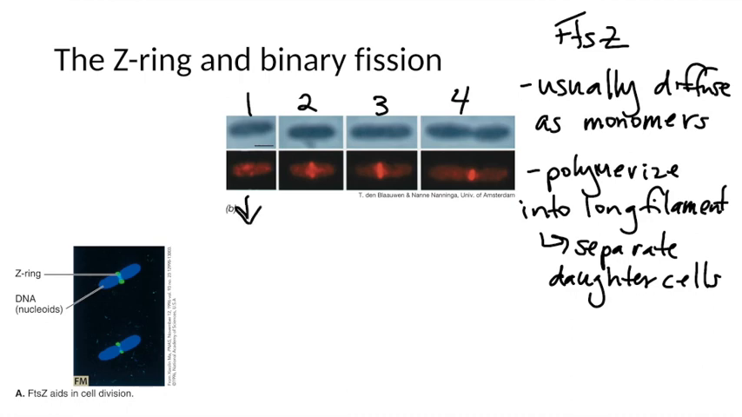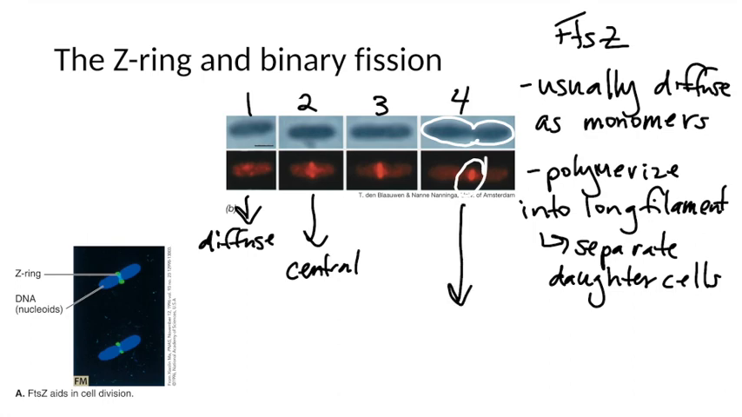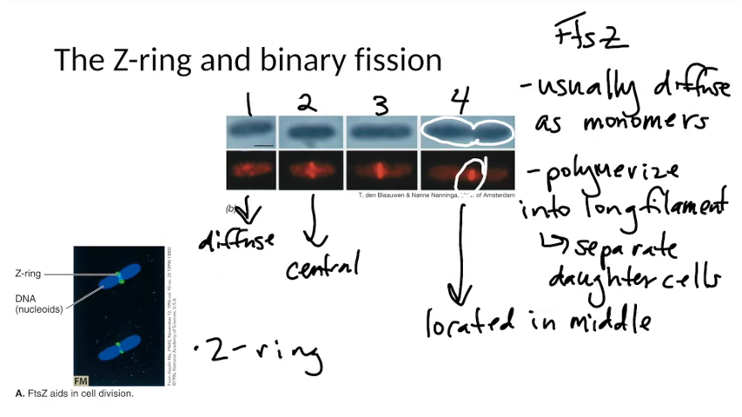Here in panel 1, you can see that it is diffuse because this cell is not yet dividing. As time progresses, however, that FtsZ begins to centralize or localize there in the middle of the bacterial cell. And all the way in panel 4, if I outline our two cells that are trying to divide, you can see that FtsZ is almost entirely there in the middle where the septum or the divisome would be found. These filaments of FtsZ are called the Z-ring, and they contract to pinch apart the daughter cells.